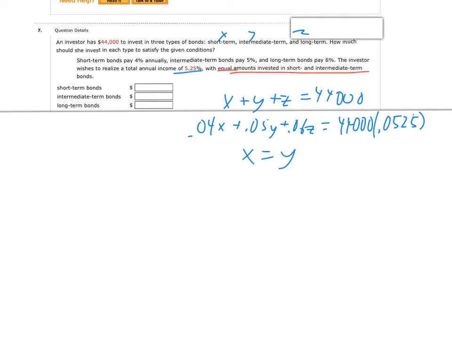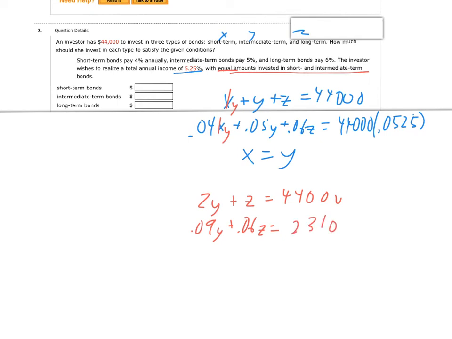Okay, so now I'll go ahead and solve this. I would use substitution first to just turn all of these X's into Y's, since I know that they're the same. Or you can turn the Y's into X's, doesn't really matter. So then I get 2Y plus Z equals 44,000. And then 0.09y plus 0.06z equals, and then I would go ahead and multiply this together. And that gives me 2310.